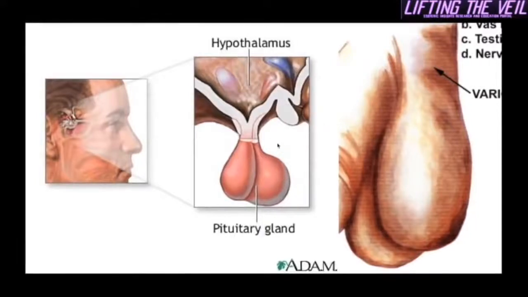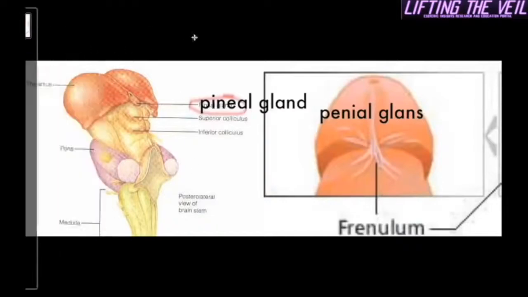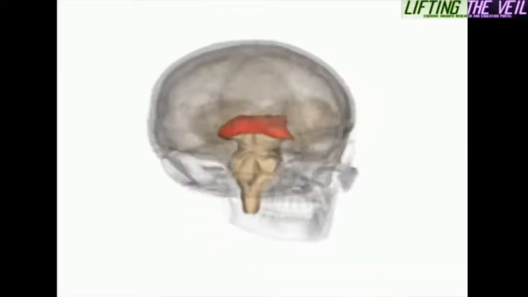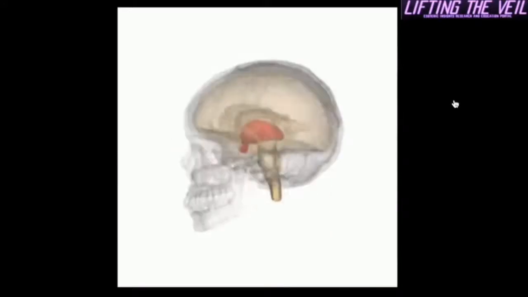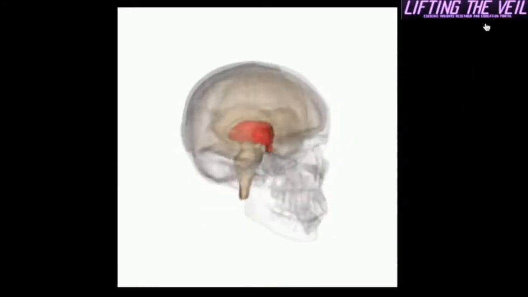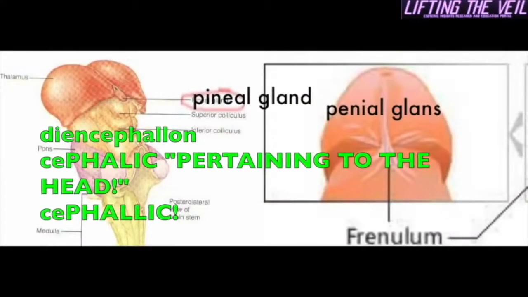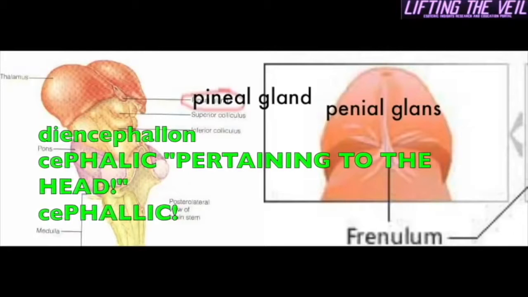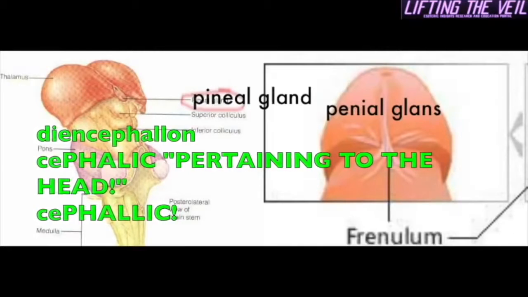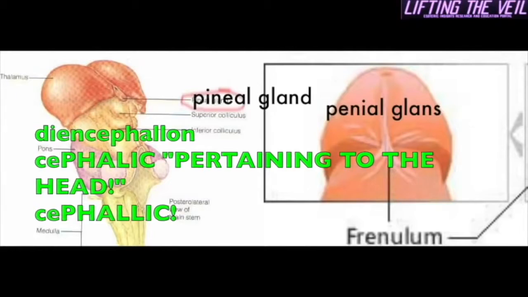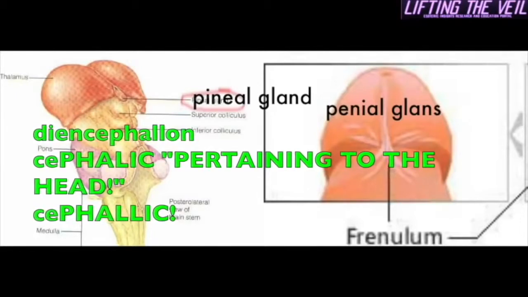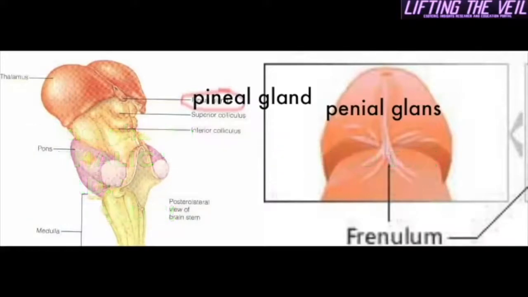Again, one of the only glands that falls at the direct midline of the human brain, and again, one of the only organs that falls at the direct midline of the human anatomy. So this is called the diencephalon, and it's referred to as the cephalic portion of the brain, which etymologically comes from cephalic, pertaining to the head, from Latin cephalicus, from cephalicos, pertaining to the head. Cephalic contains the word phallic within it. Cephalic, pertaining to the head. As above, so below the belt.